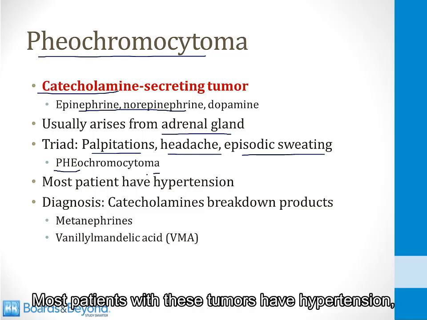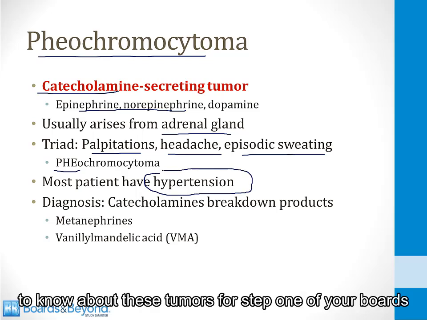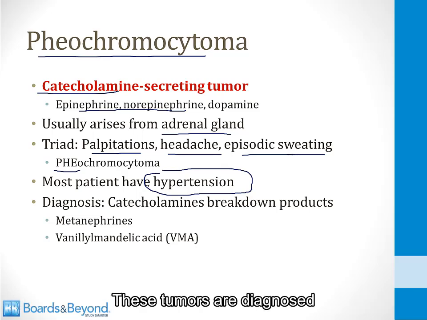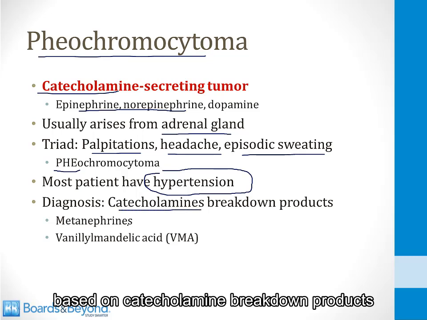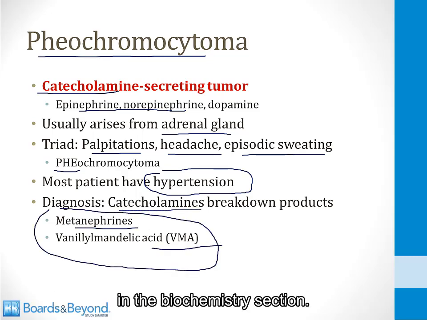Most patients with these tumors have hypertension, and one of the most important things to know about these tumors for step 1 of your boards is how it's diagnosed, because that involves biochemistry. These tumors are diagnosed based on catecholamine breakdown products like metanephrines and VMA, and I talk about these in more detail in the biochemistry section.